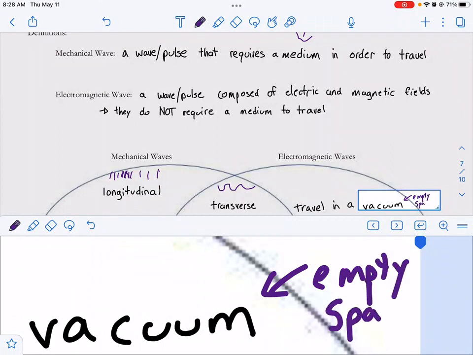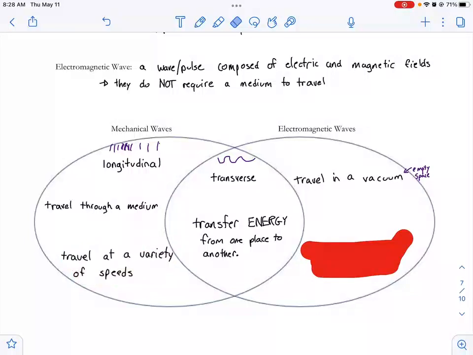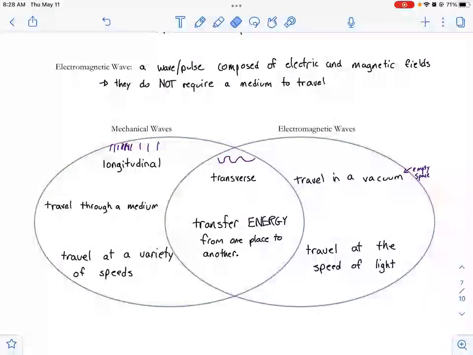And then the other difference that we have down here is that mechanical waves can go pretty slow through water, or through earth, they might go kind of faster. But it could be a variety of speeds, anywhere from half a meter per second to 350 meters per second to thousands of meters per second. But all electromagnetic waves go the same speed, and it's the speed of light, which is 300 million meters per second all the time. Every time it goes, it's 300 million meters per second.